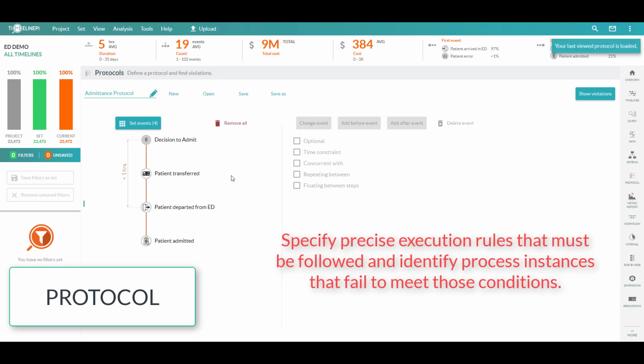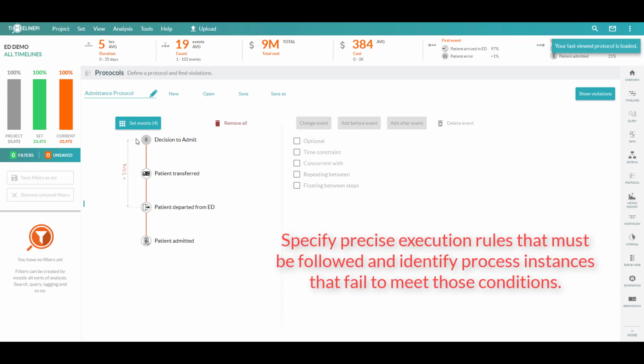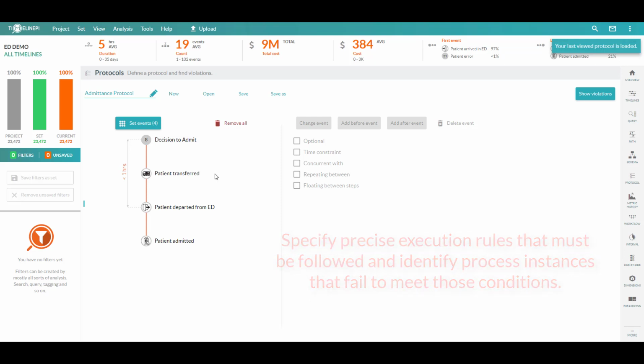So this admission protocol simply states that once we make a decision to admit, it should be no longer than 1 hour for that patient to have been departed from the emergency department. They cannot stay. They've made a decision to admit. They should be transferred out of the ED, right? So this allows us to build in this expected logic, right? And let us know only when we violate or when we have cases that don't match or meet our expected flow.